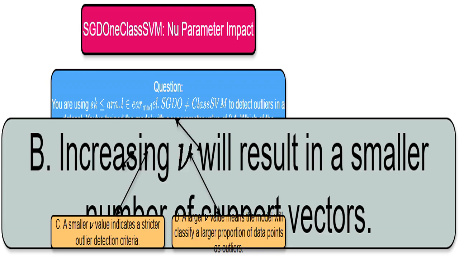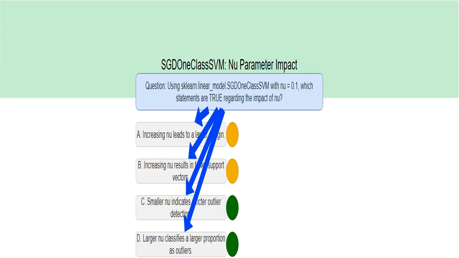The margin is the gap between classes in a classification model. With a higher new, the model accepts more errors. Consequently, the margin may become smaller to accommodate more data points as inliers. The statement is incorrect.